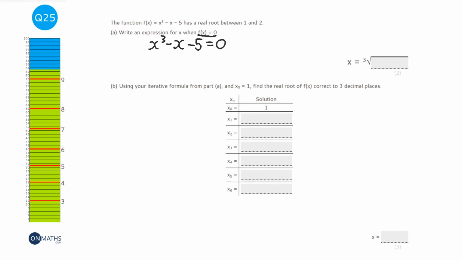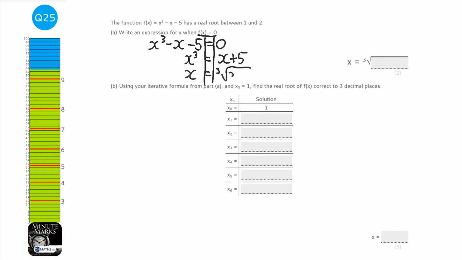Now the question gives you a hint because it says that it involves a cube root. So we know that we're going to have x cubed equals something, and then we're going to cube root both sides. So I'm going to just put my lines down. And we're going to add x and add 5 to both sides, and we're just going to cube root both sides. So our iteration formula is going to be the cube root of x plus 5.